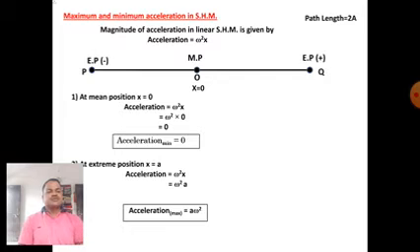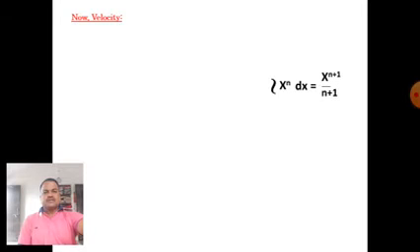A separate question will be given as: derive an expression for the acceleration of a particle performing linear SHM. Also state the maximum and minimum acceleration in linear SHM. This is the question related to this article. So next article is the velocity of a particle performing linear SHM.